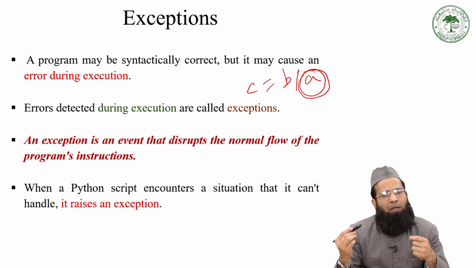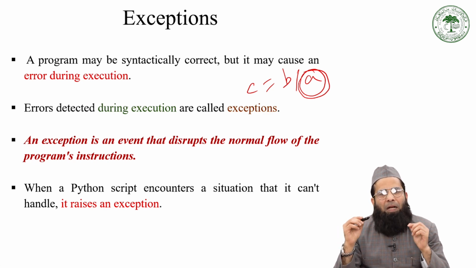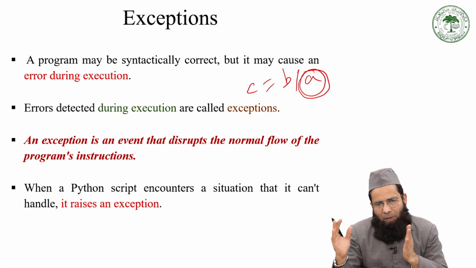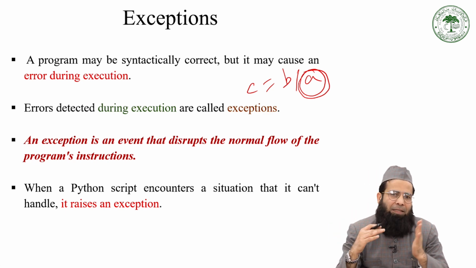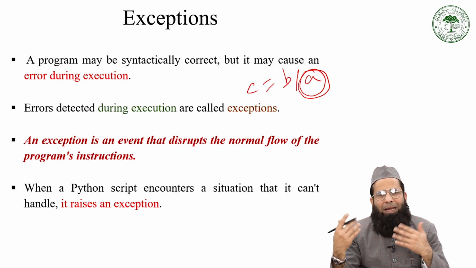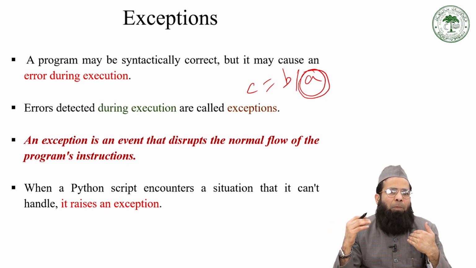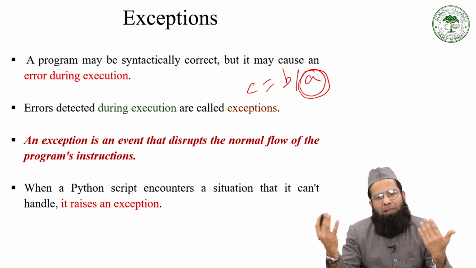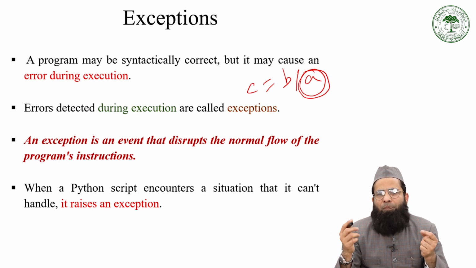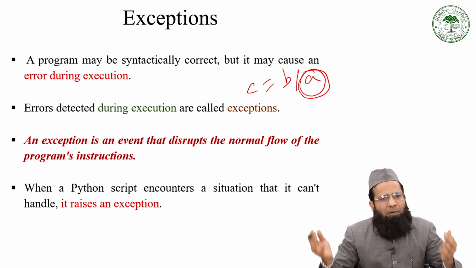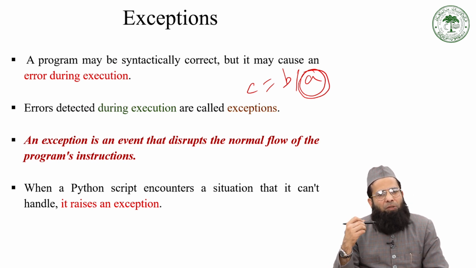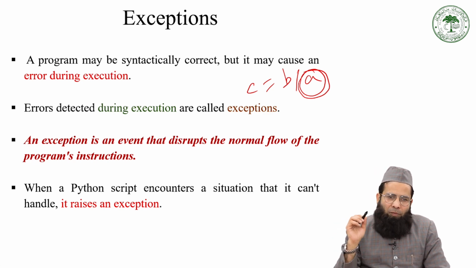Then let's say you are reading a list, and you are reading beyond its limit. Let's say you have declared a list as A10. It means it can contain 10 elements, but you are reading an element, let's say A11, A12, A13, anything. At that moment, an index error would be generated. So there could be several exceptions that might get generated during the execution of the program. Errors detected during execution are called exceptions. An exception is an event that disrupts the normal flow of the program instructions.